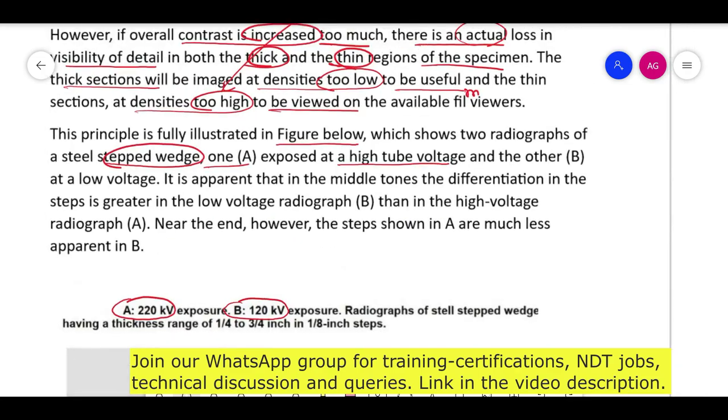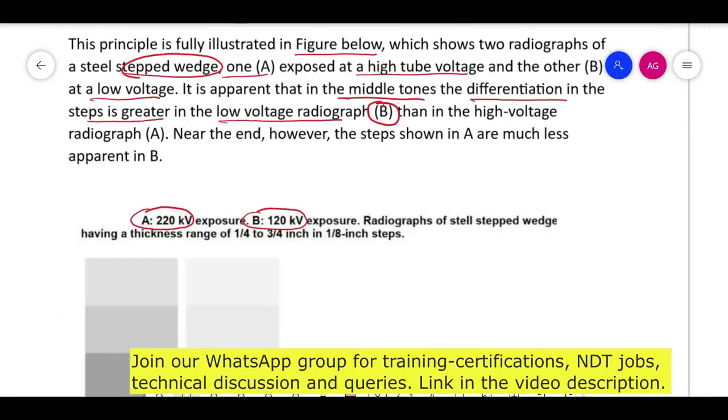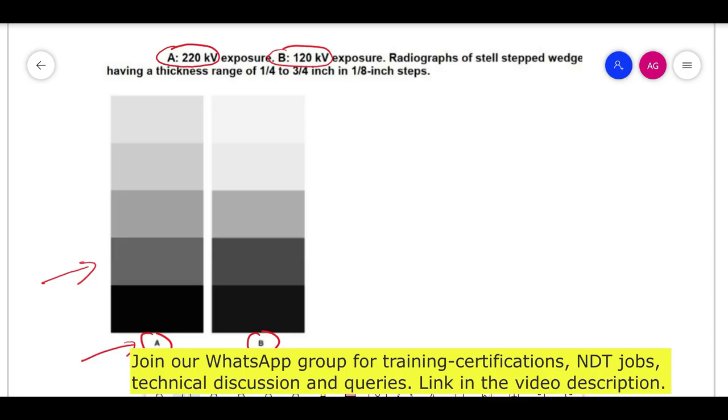This is an X-ray film. Okay? And the other, B, is at low voltage. It means that in the middle tones, the differentiation in the steps is greater in the low voltage radiograph. In radiograph B, in the middle, there is different density. In the middle tone, the low voltage radiograph gives you good differentiation. Okay? You see this middle tone.